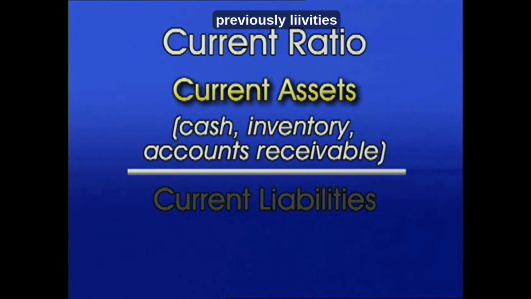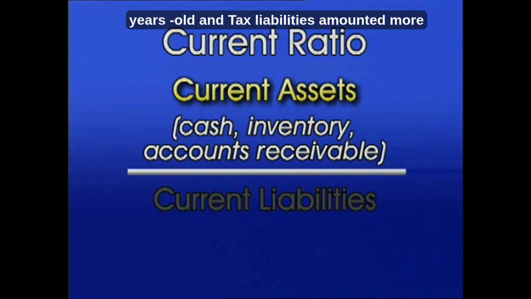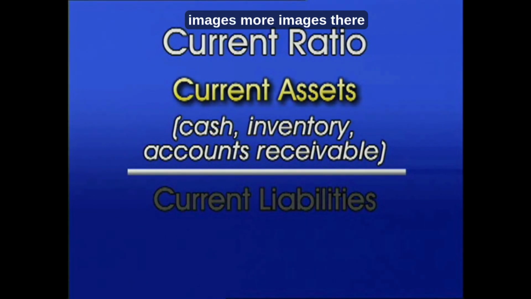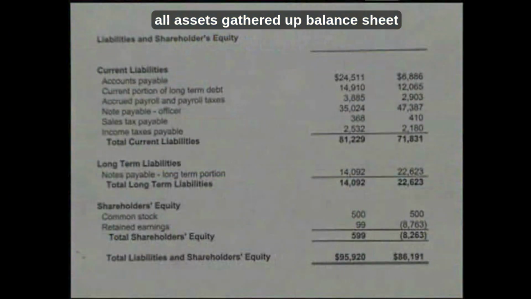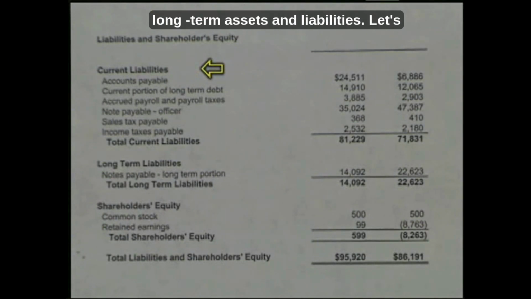Current assets include cash and those assets that will be converted to cash within 1 year. The biggest ones are usually inventory and accounts receivable. Current liabilities are those that are expected to be paid within 1 year. You will see separate sections on the balance sheet for current assets and liabilities versus long-term assets and liabilities.